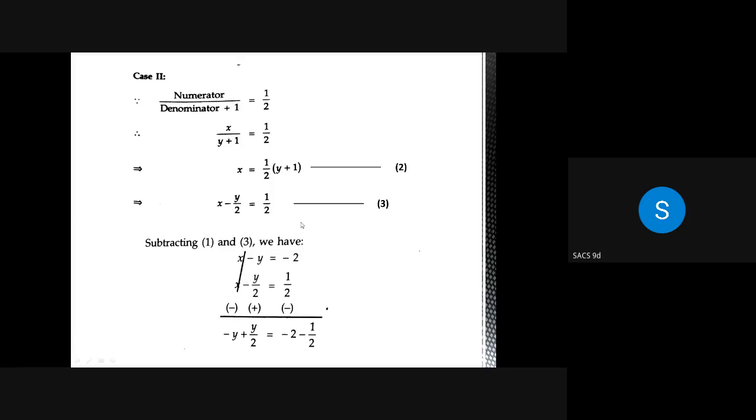Now put y equal to 5 in any one of the equations. So go for the simplest equation where you can put and solve. So x equal to half into 5 plus 1, that is x equal to 3. So the numerator was x and the denominator was y. So the required fraction is 3 by 5.